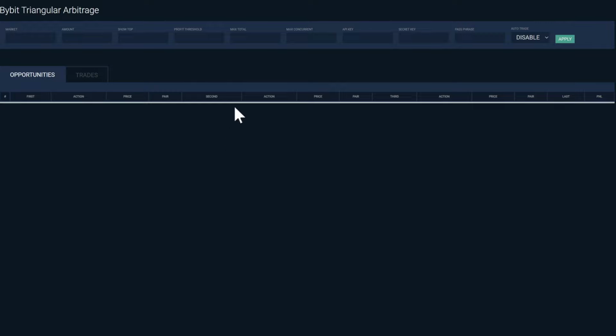So I already put my scanner right here, so I'm just going to go ahead and put my markets, the amount, and the number of opportunities that I want to see after scanning.